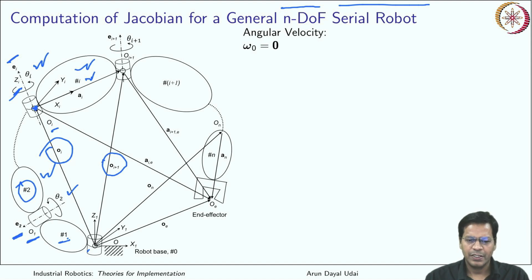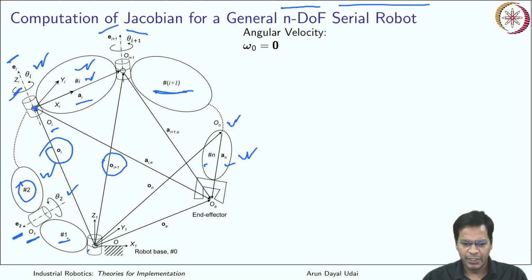You have E_{i+1}, that is the axis of rotation about which theta_{i+1} is measured, and this link is also rotating. What is this link? This is the (i+1)th link, and so on till the last link, which is the nth link of link length A_n. This was the link length A_i. The frame here is O_n, and the end effector frame will also have a position vector. Because I am concerned about the end effector now, we'll attach a position vector here also, O_E.